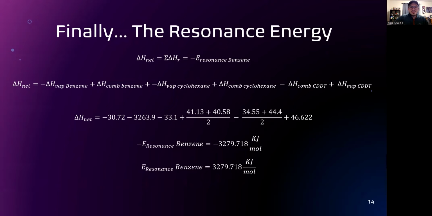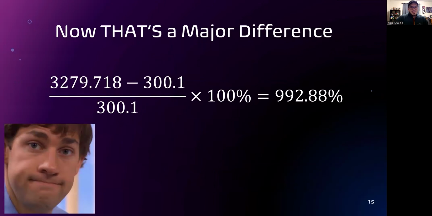Once this lengthy calculation is done, we arrive at our final answer for the experiment, that the resonance energy of benzene is quite large at 3,279 kilojoules per mole, which we can now compare to our literature value from the beginning of the video. When we compare our experimental value to that of the literature, we find ourselves an absolutely absurd amount of error.